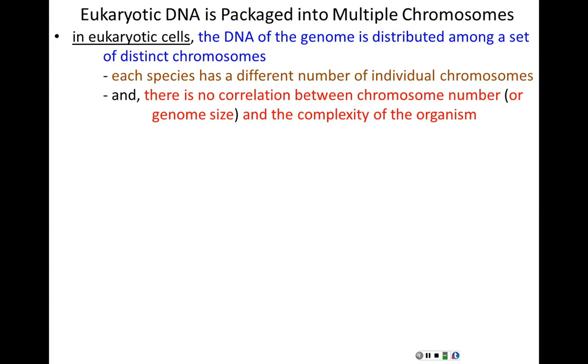There's no correlation between the chromosome number or the genome size and the complexity of the organism. What I mean by that is more complex organisms don't have larger genomes or more chromosomes per se. And likewise, less developed organisms don't have smaller genomes or fewer numbers of chromosomes.